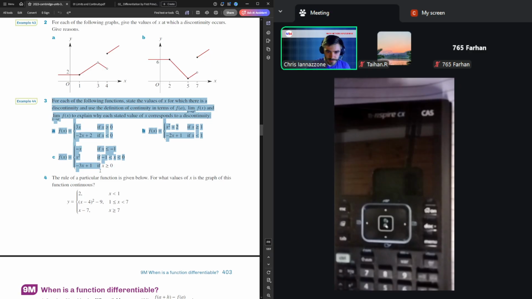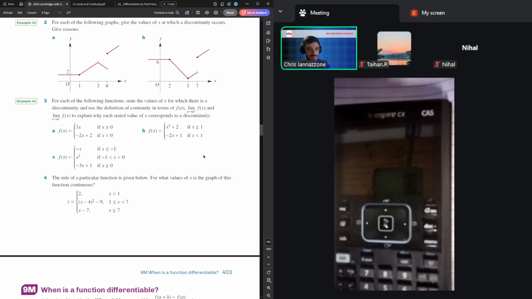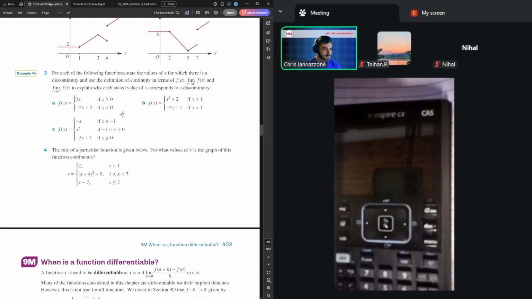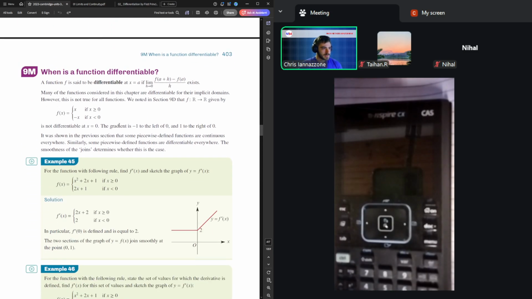Cool. So question 3 is the same, but they've not given you the picture. They're giving you the piecewise itself. They'll get you to draw out the piecewise as an actual picture, and then do exactly the same thing that we just did here. So yeah, there's realistically not actually anything different to be done there. This will lead us into the final section, which will be differentiability.